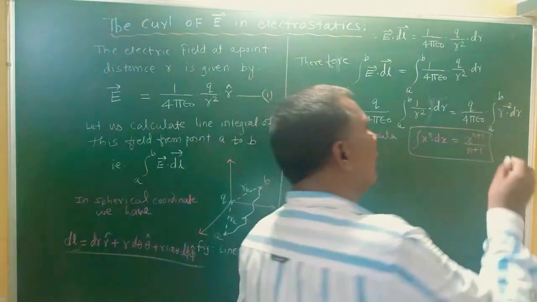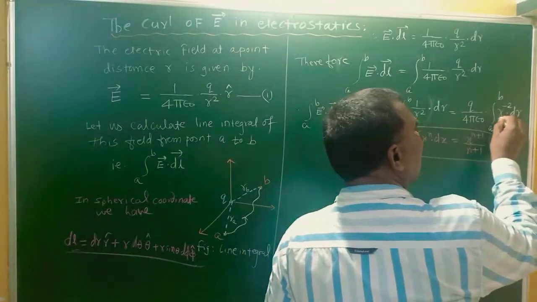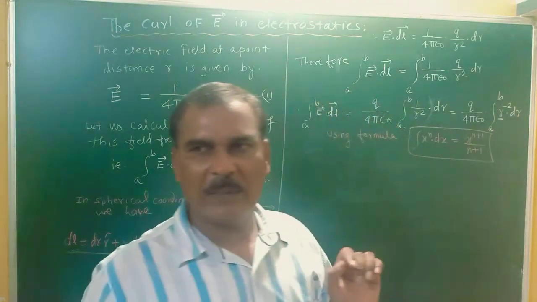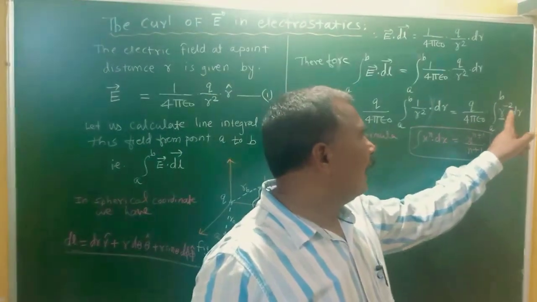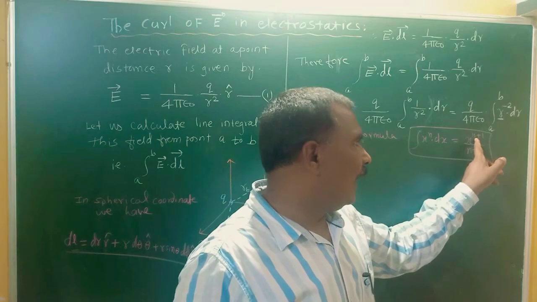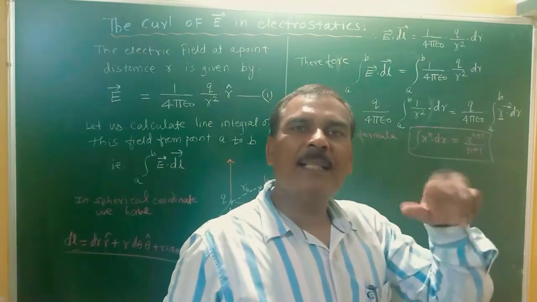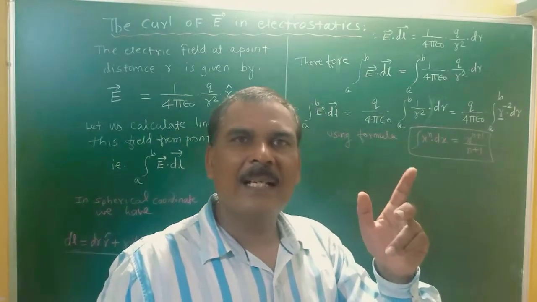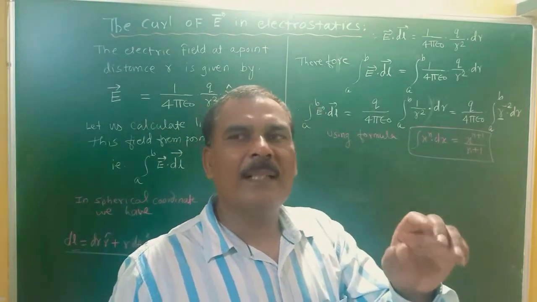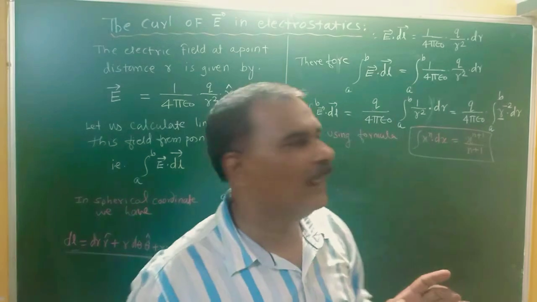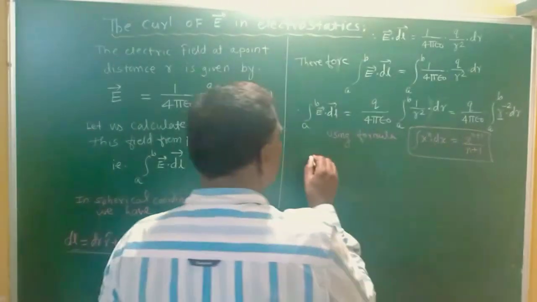Now, r square is the factor here, and what is the power of r? It is minus 2. Here, what is the formula? x raised to n plus 1 means minus 2 plus 1. What do we get? Minus 2 plus 1, that is minus 1.